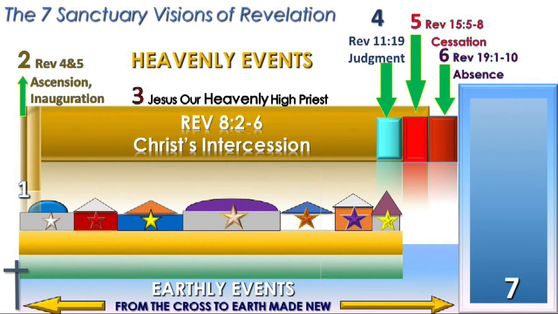2, 3, 4, 5, 6 are up in the heavenly realm. All right? And we have in chapters 4 and 5 where Christ arrives as the lamb slain from the foundation, and he is at his own inauguration before the throne of God. That's number 2. Number 3, he is serving as our high priest, our intercessor in the heavenly realm.